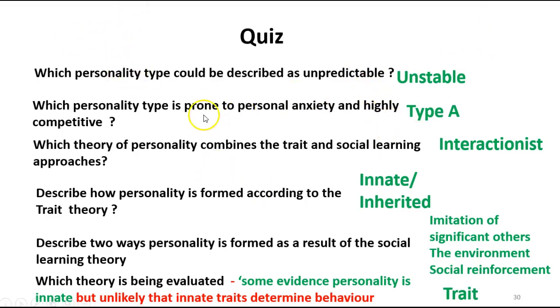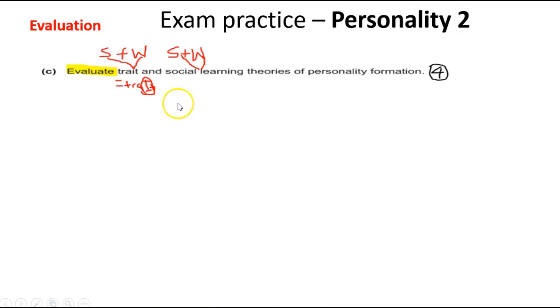Okay, right, so let's have a look at some exam questions then. So if you've got this question on here, which is based around evaluate the trait and social learning theories of personality formation. Now, when you see this, the command word is evaluate. It means you have to give a strength and a weakness. And make sure you segregate and signpost your answer to allow you to do this.